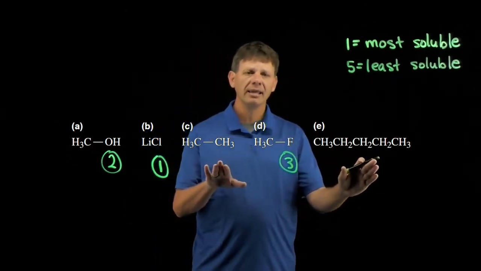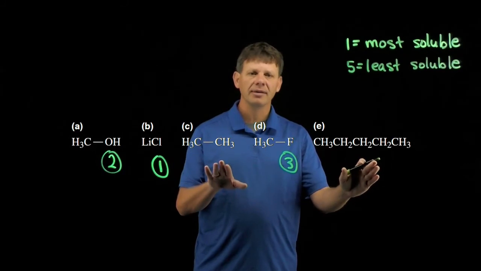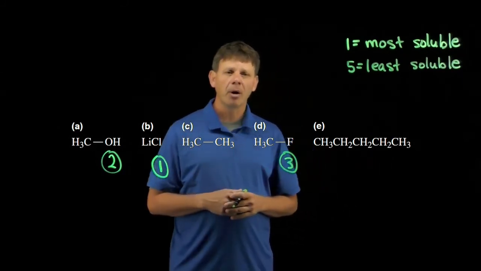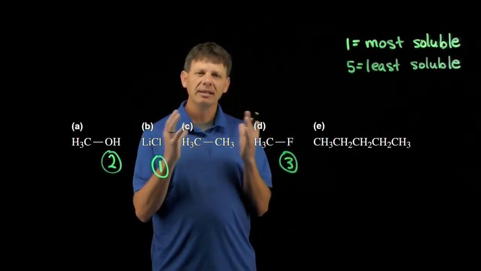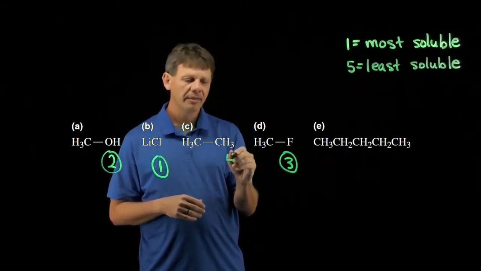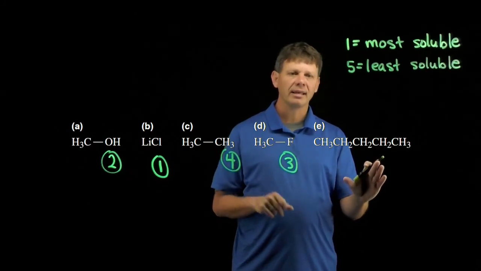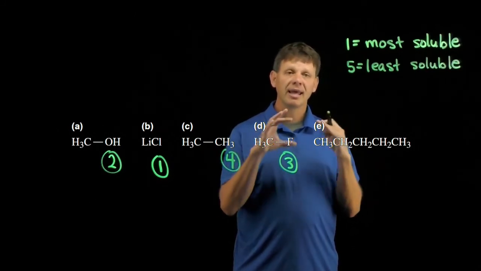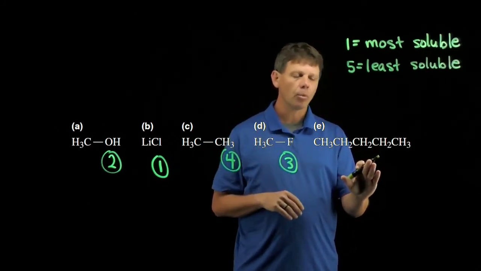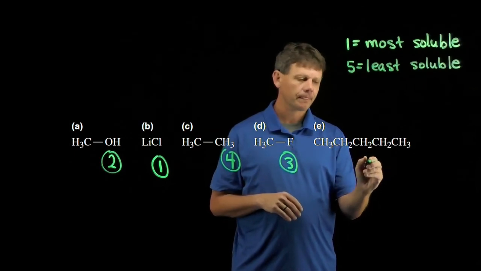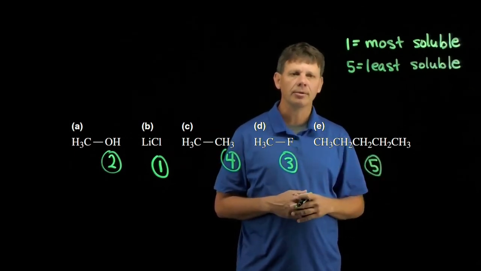Between the two alkanes, we're going to fall back to size. Ethane is a smaller alkane and is going to be slightly more easily solvated than the larger pentane. And so ethane is the 4th most soluble, pentane, the larger alkane, more difficult to solvate, will be the least soluble in water.